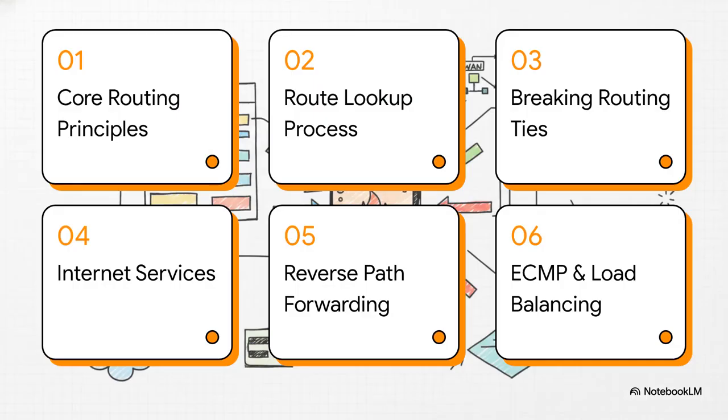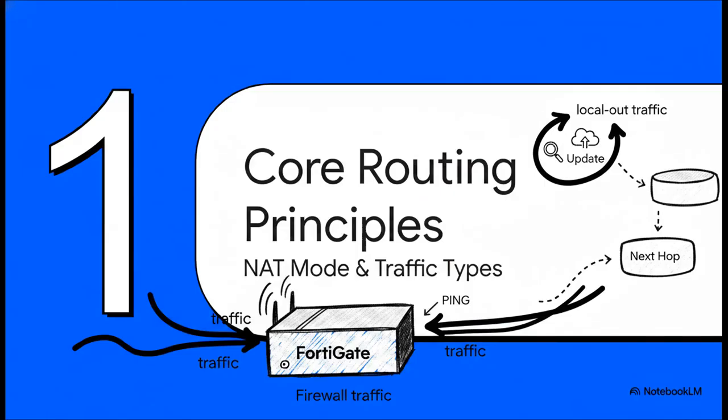So here's our game plan. We're going to cover the core routing principles, dive into the route lookup process, figure out breaking routing ties, explore internet services routing, touch on reverse path forwarding, and finally wrap up with ECMP and load balancing. All right, let's kick things off with Section 1, Core Routing Principles.